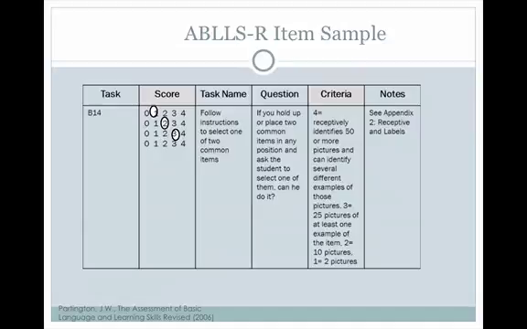And you'll notice under criteria in the ABLS that the scoring goes from a 1 to a 4. A 1 would be given for a learner who can do this with 2 pictures, a 2 for a learner that can do it with 10 pictures, a 3 for a learner that could do it with 25 pictures of at least one example of an item, and a 4, the highest rating, would be reserved for those learners who can do it with 50 or more pictures and can identify several different examples of those.